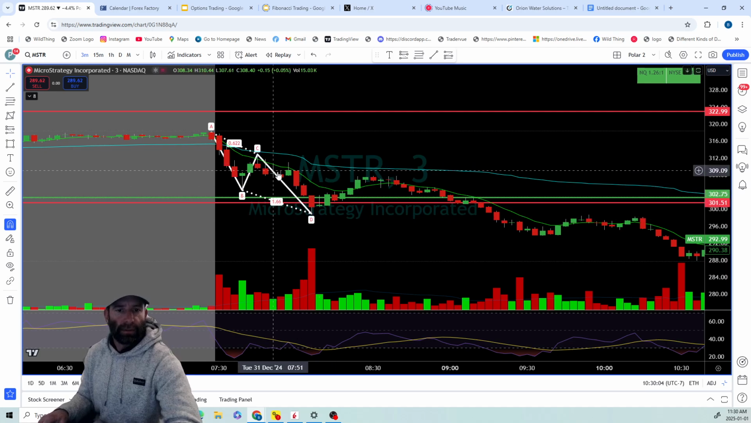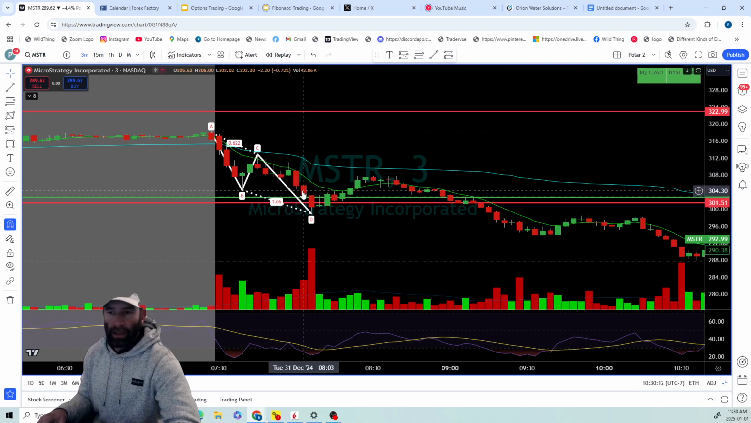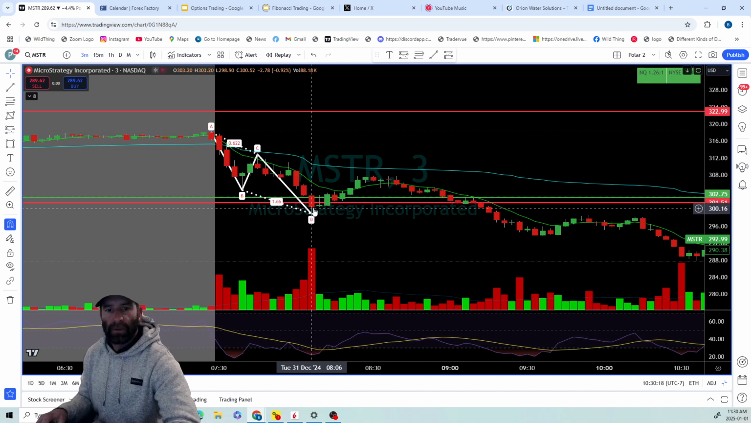So entries in the 310 area, you can add to the position once you see price starting to break new lows. I like to take a momentum add as we break point B, and then cover and take profits as we make our move lower.